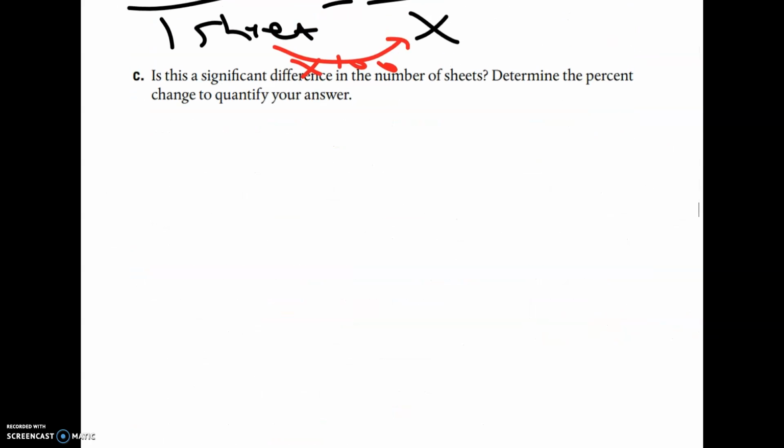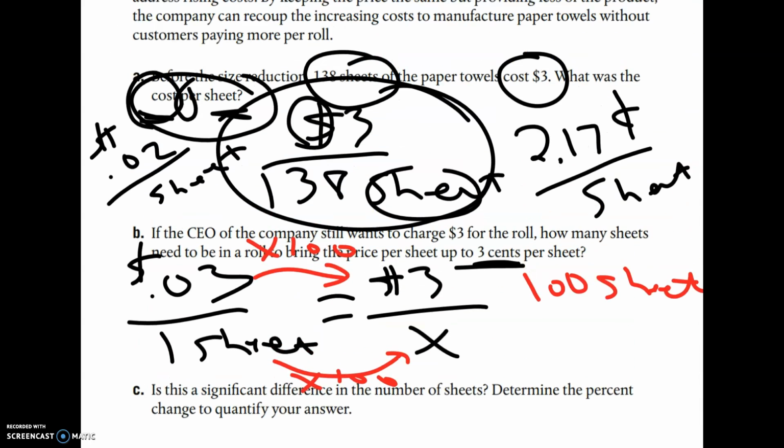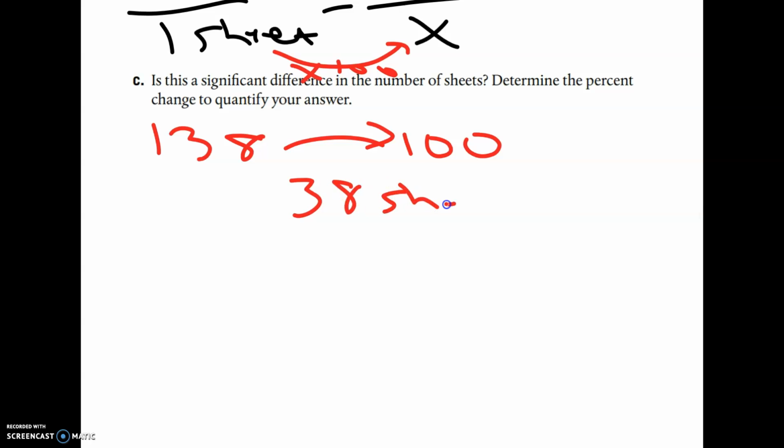All right, and then let's look at the last question. Is this a significant difference in the number of sheets? So we want to know percent increase or decrease. There used to be 138, and now we're going to 100. Remember, percent increase or decrease is focusing on the increase or decrease. So the first thing you have to do is figure out the change, which looks like 38 sheets.